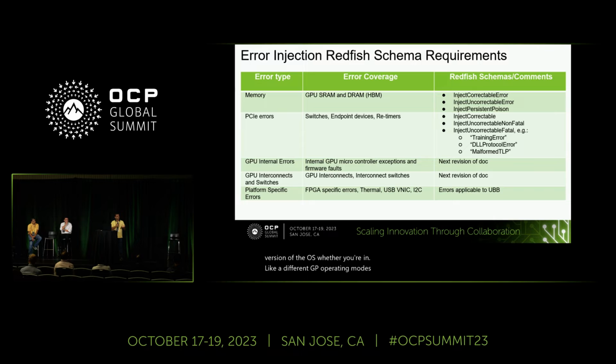Okay, we choose the out-of-band. In the out-of-band, we describe the APIs and schemas to inject different errors. You have seen that memory, I/O devices, GPU internal errors, interconnects, right? In the 0.5 spec, we discuss memory and PCIe, okay? Inject correctable errors, uncorrectable errors. Similar thing with the PCIe system, okay? The details of each error type, Redfish schemas, that is one of the contributions in this area, okay?